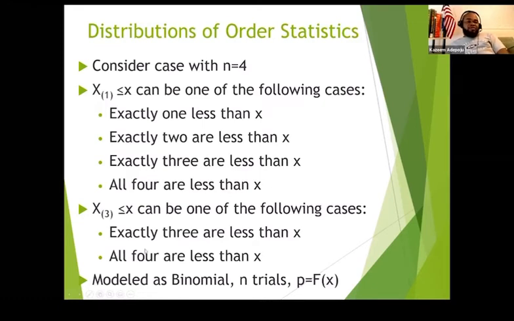And of course, for this one, we can have one of the following cases. Don't forget these are already ordered, like the third ordered variable. So we can talk about exactly 3 being less than x, or all 4 being less than x. And this can be modeled using a binomial trial, where p equals F of x.